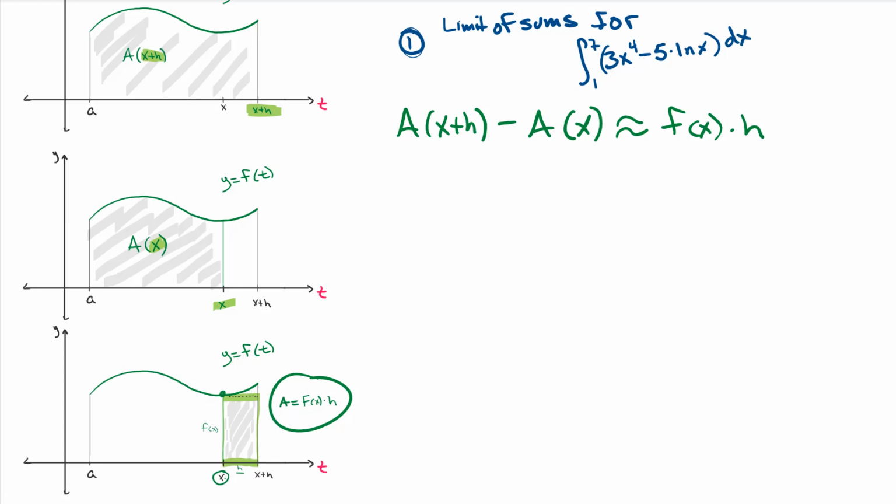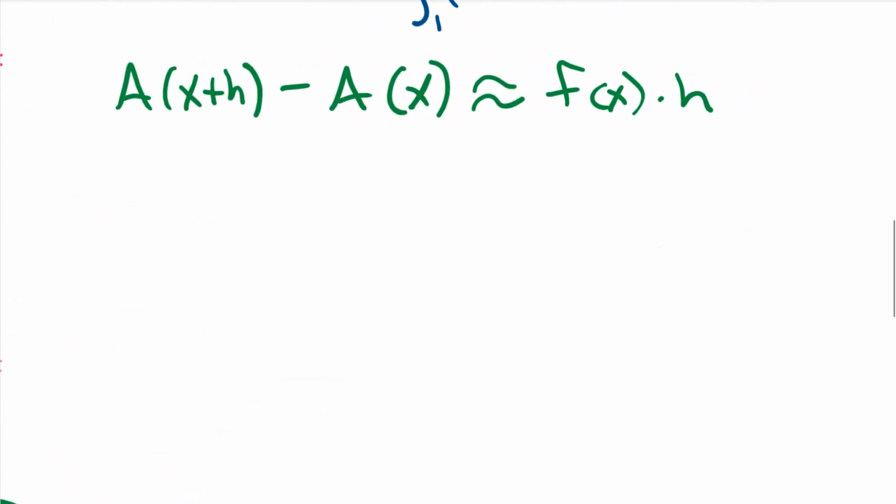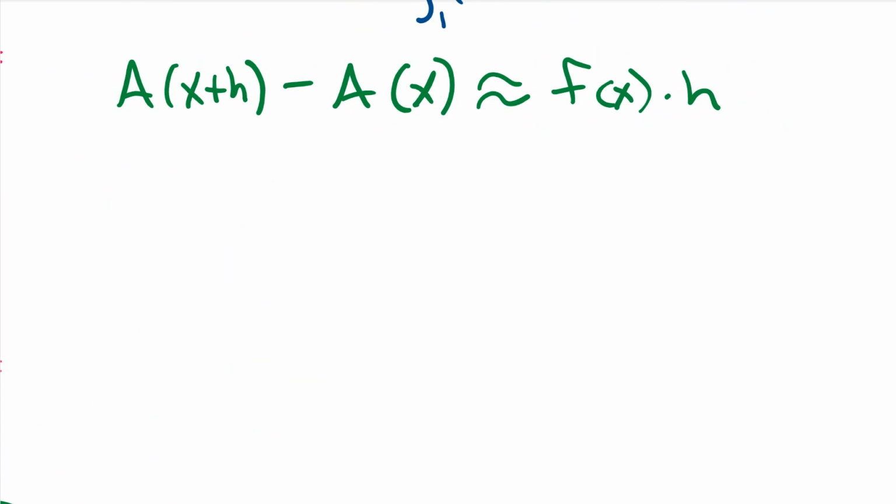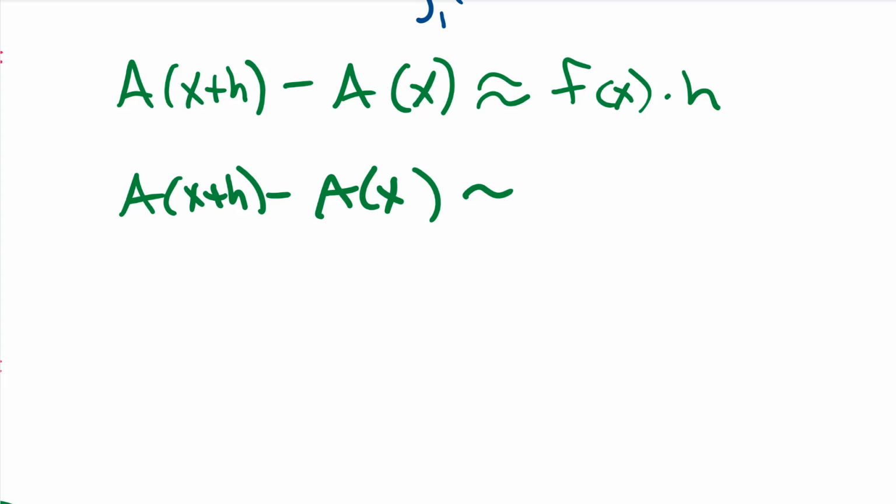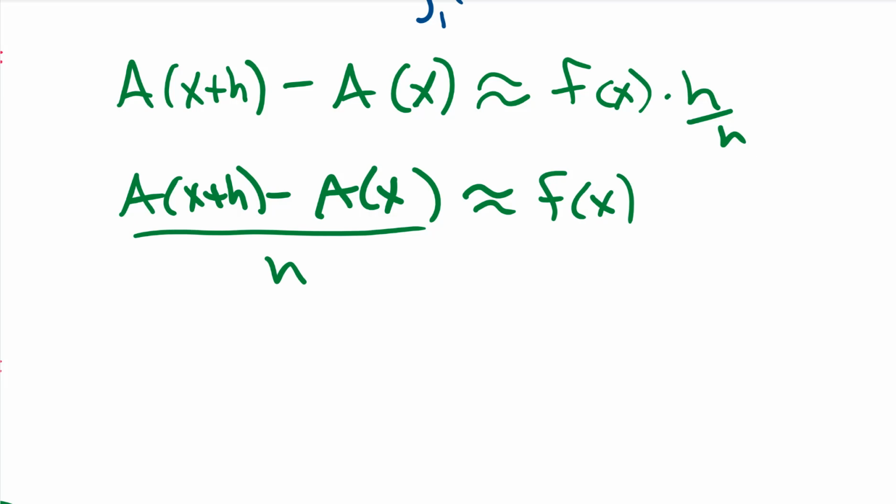Let's start doing a little bit of fancy algebra to this. Do you mind if I move this? I don't want this h over here. I think I want to divide it out to both sides. So let's divide it out, and we're going to end up with the area of x plus h minus the area of x is approximately equal to, and we divided that out, that just goes away, and we get f of x. And here we get it over h. So we have the area of x plus h minus the area of x all over h. That should look familiar to you.